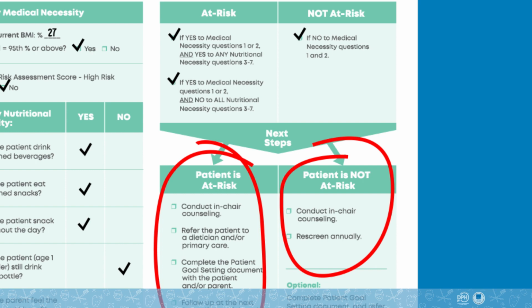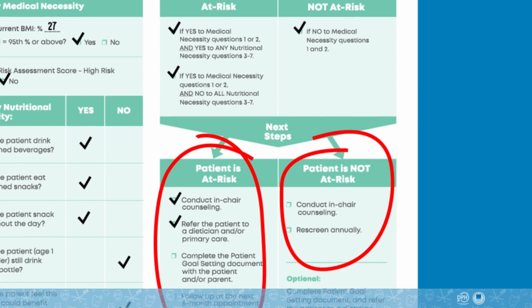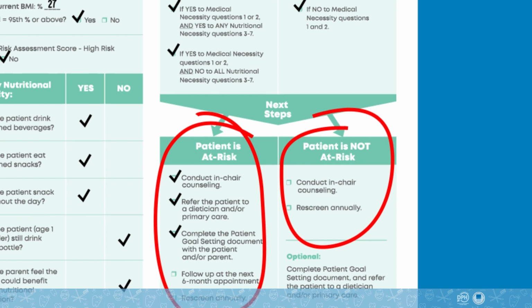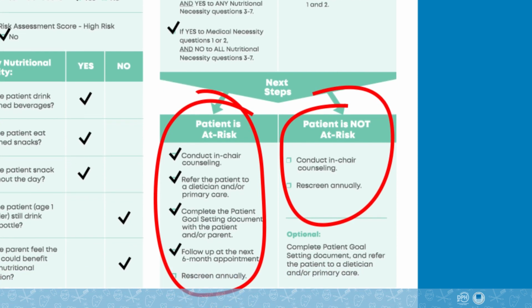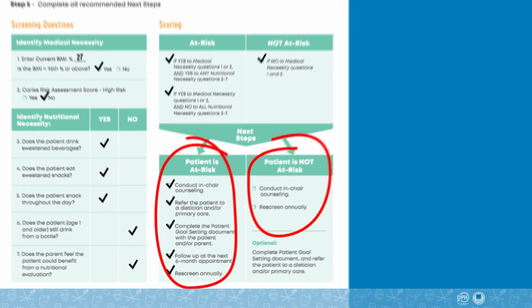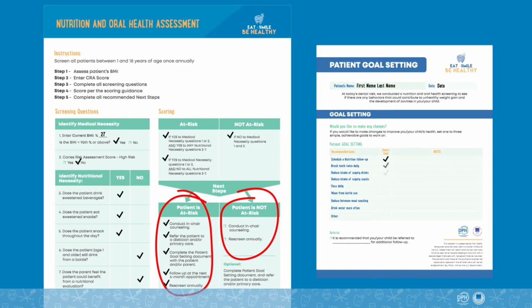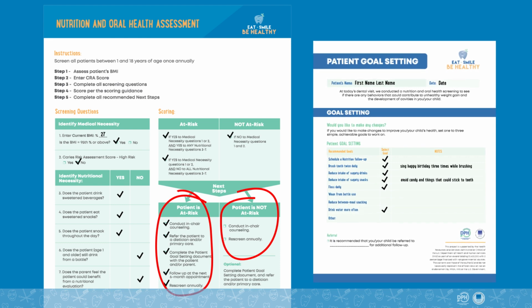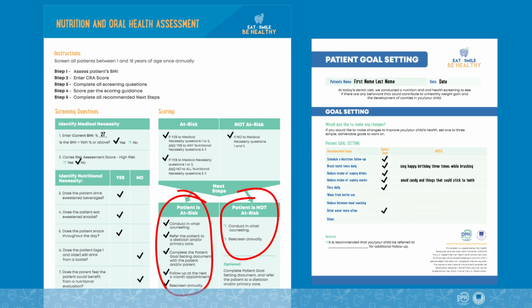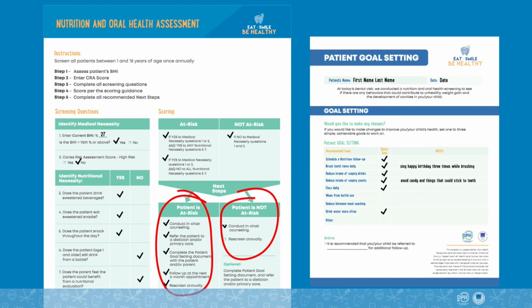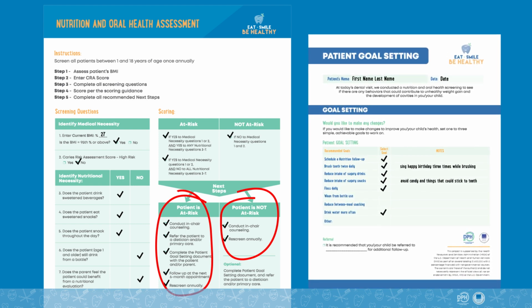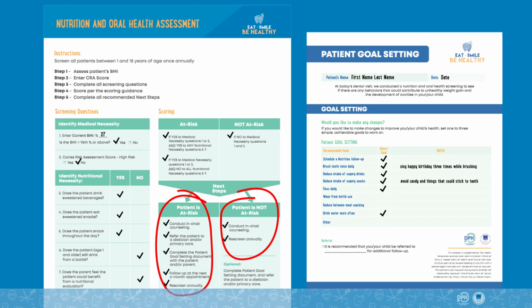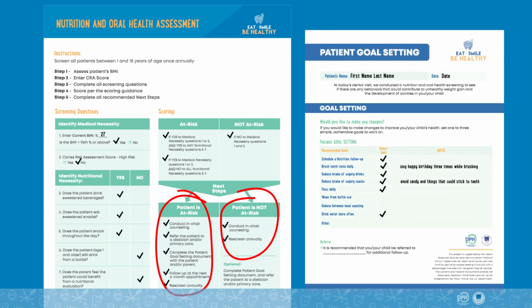If a patient is at risk, a few things will happen next. The dental provider will conduct in-chair counseling, refer the patient to primary care or nutrition services, complete the patient goal-setting document with the patient and/or parent or guardian, follow up at the next 6-month appointment, and finally, re-screen annually. A patient goal-setting document is included in the toolkit and provides recommended goals, but goals can be tailored to each patient's needs. If a patient is not at risk, the next steps include in-chair counseling and re-screening annually. Completing the patient goal-setting document and following up at the next 6-month appointment is optional.